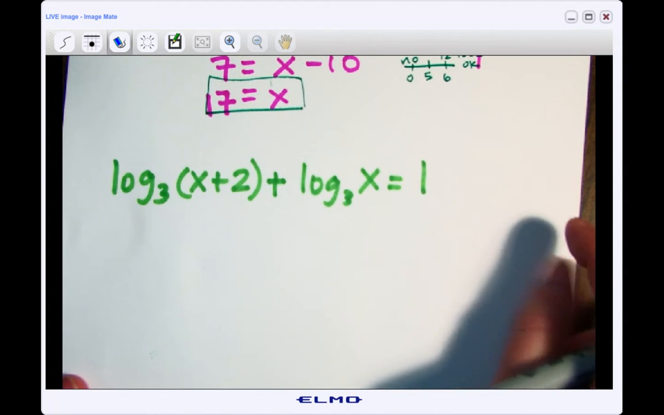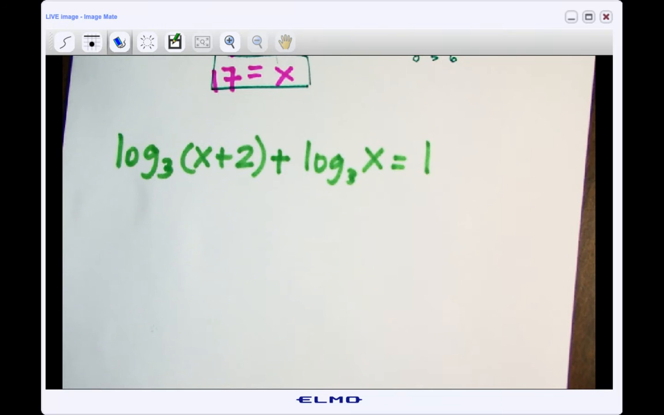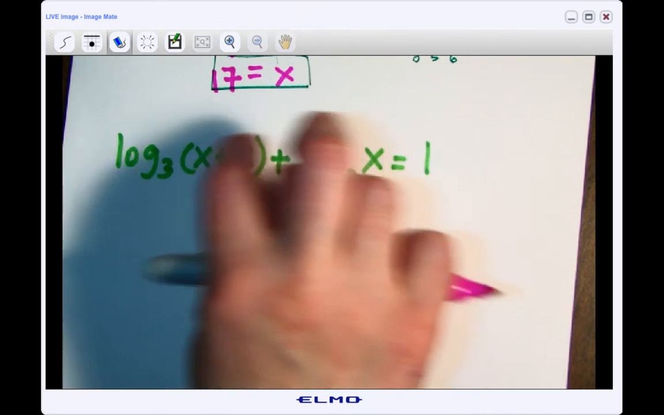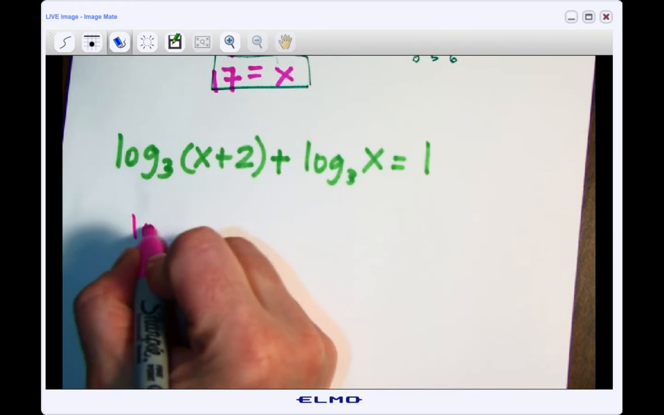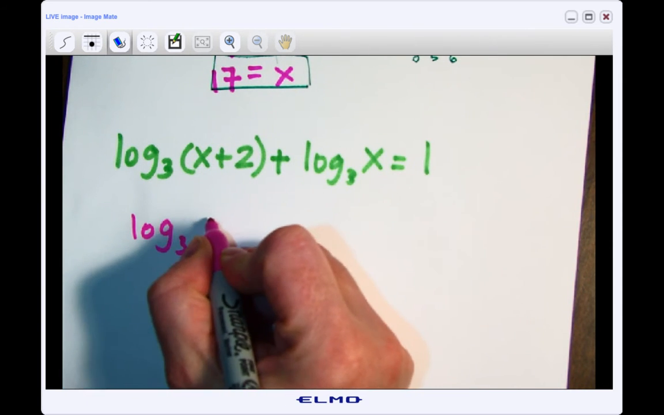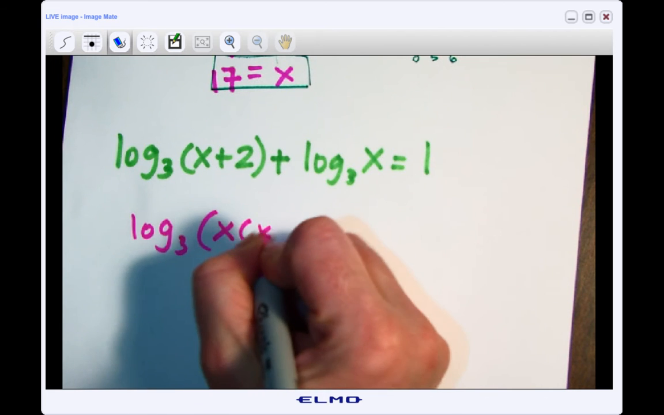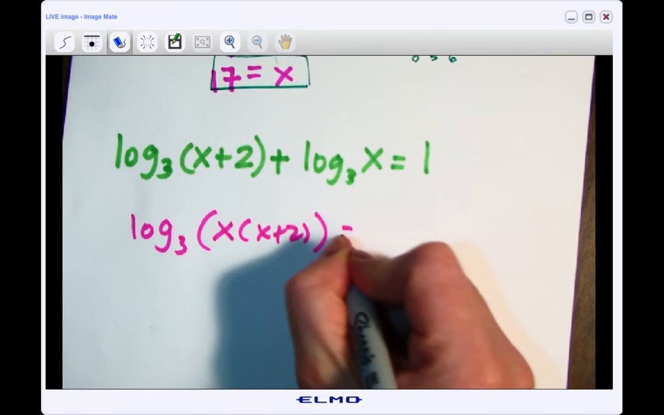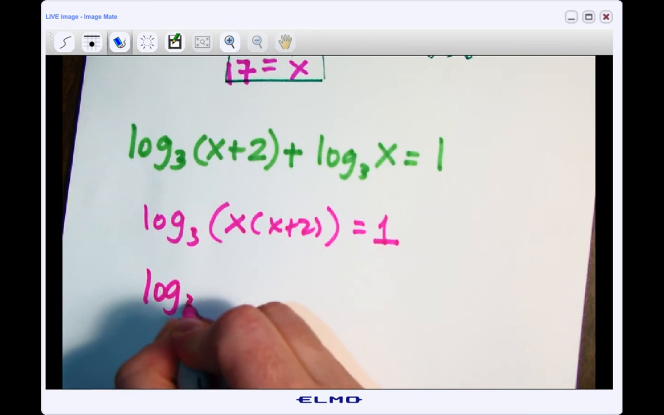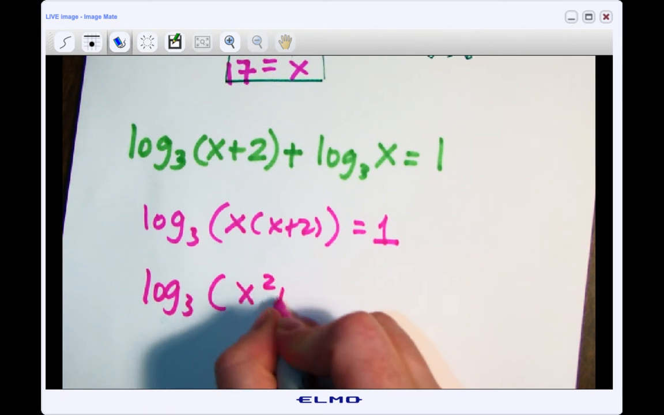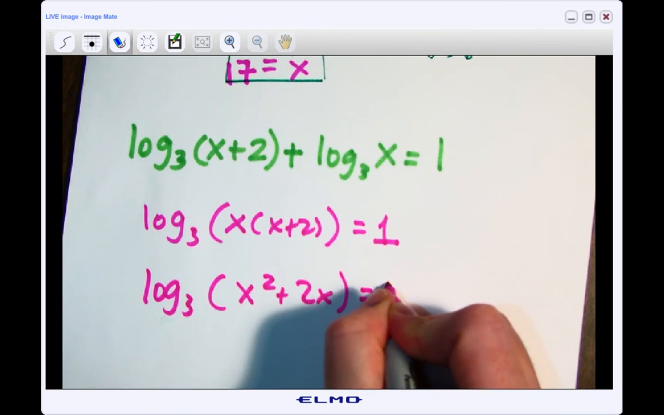So we can obviously use our log rules to condense this. And if you remember, when we're condensing two logs that are added together, what we're really doing is multiplying these expressions on the inside. So this is going to be log base 3 of x times x plus 2, which is now equal to 1. So let's go ahead and multiply this out. Log base 3 of x squared plus 2x is equal to 1.